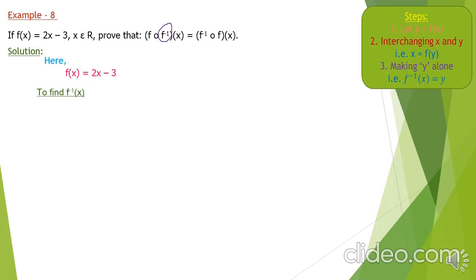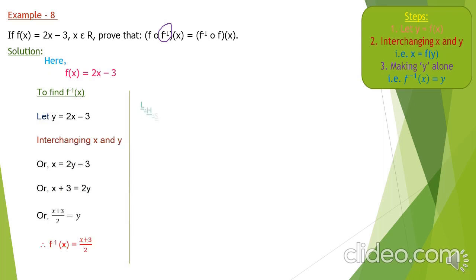So sorry. Let y is equal to 2x minus 3. Interchanging x and y. Let's quickly move through these steps. Left hand side: our left hand side is f inverse, which takes the input first. Input of f inverse is x. So the output is x plus 3 by 2.